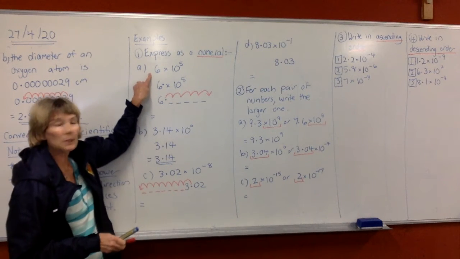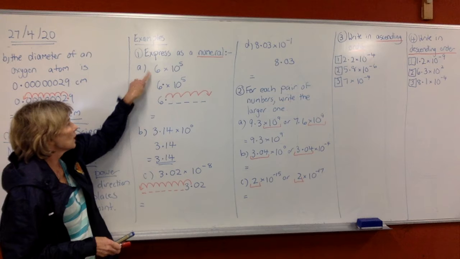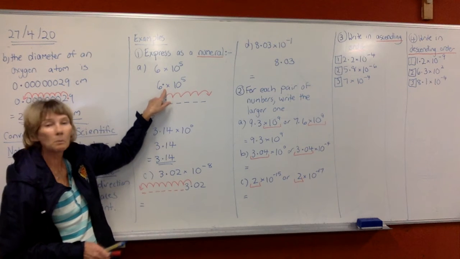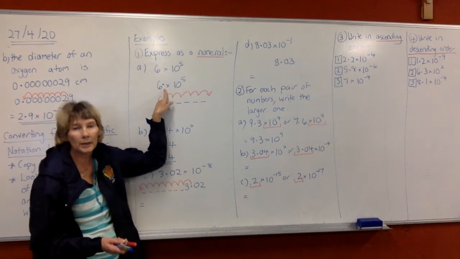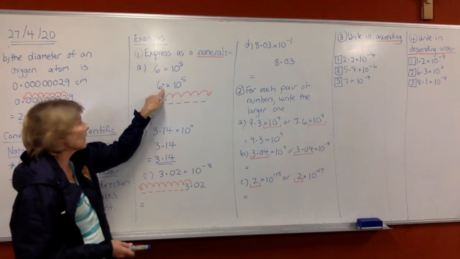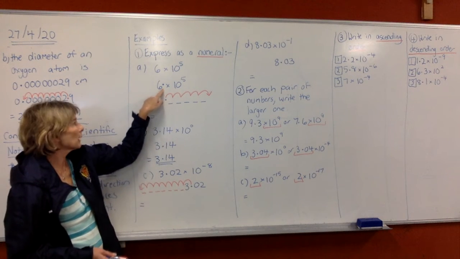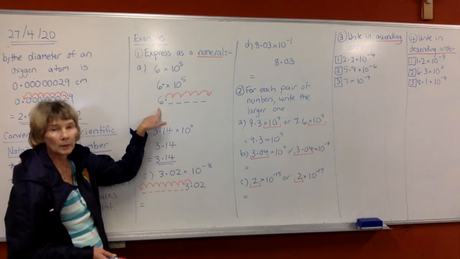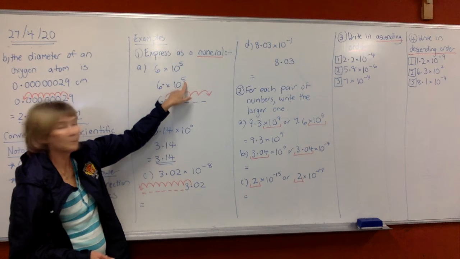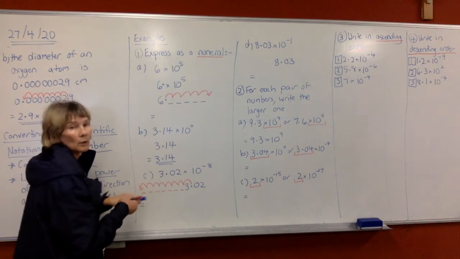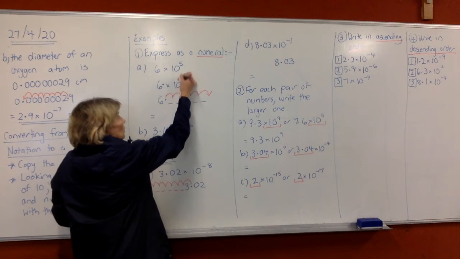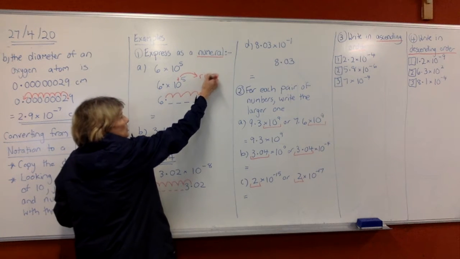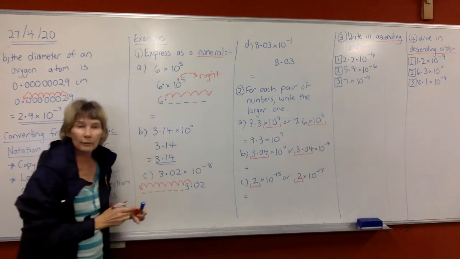We have 6 times 10 to the 5. What that means is the 6 is a whole number. We have a decimal point at the end. You need to know where that decimal point is. So it's at the end here. So we're going to copy down the 6 point, just the decimal. And this tells us we're going to jump 5 places to the right because that's a positive there if there's no sign. So we're going to be jumping to the right 5 places.